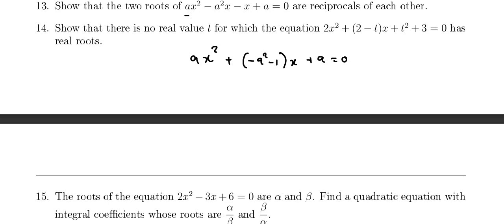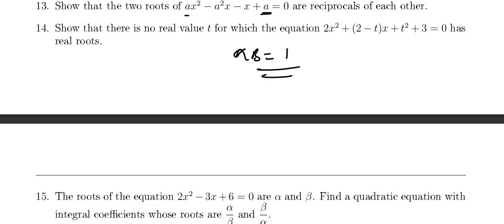So we're just showing, or rather verifying, that their product is just going to be 1, and we've done it by dividing the c by the a, which is giving us a 1. So that has been verified.